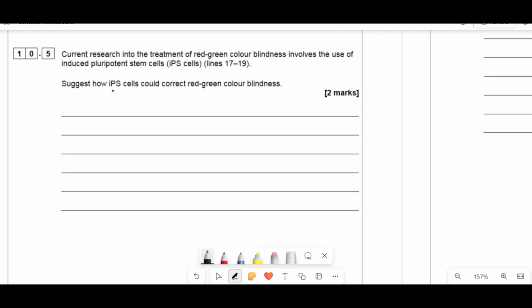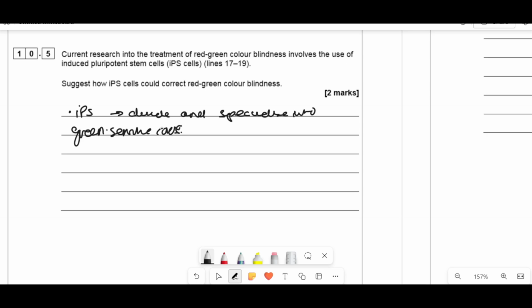So if we go back here, it says suggest how iPS cells can correct red-green color blindness. So if we're looking at how iPS cells correct this, what do iPS cells do? They're stem cells and they're induced pluripotent. So clearly the first thing that they're going to do is they're just going to divide and then differentiate or specialize into green sensitive cones.